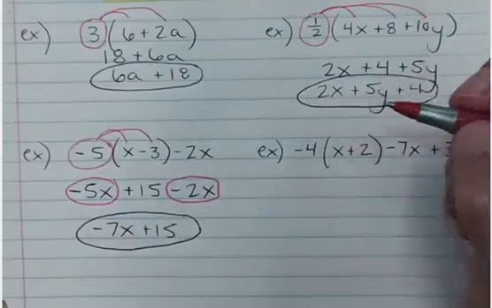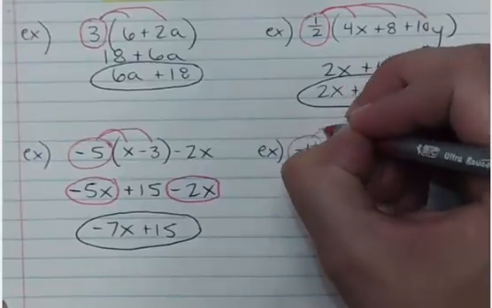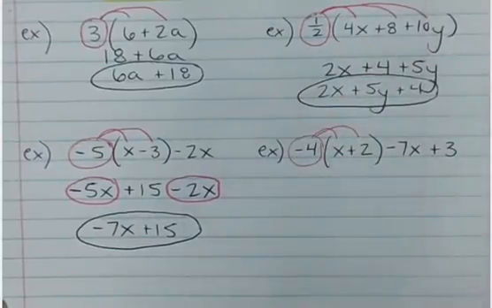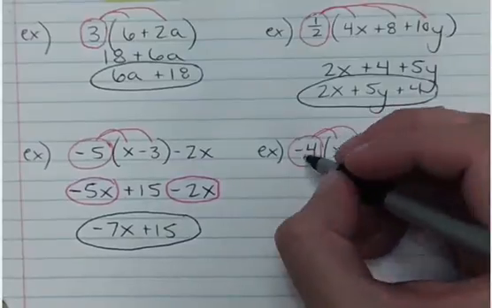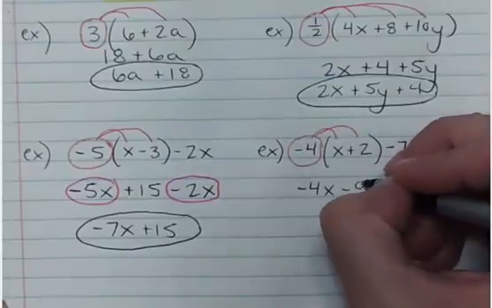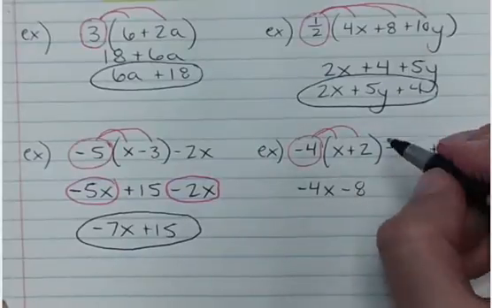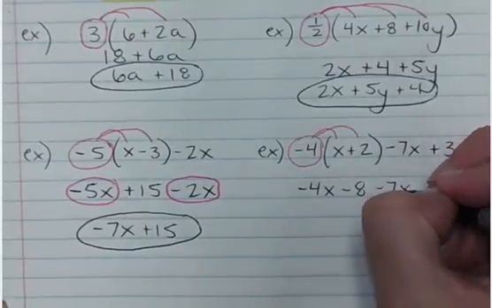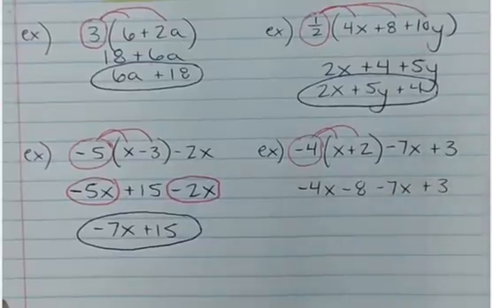As you're still working, the first step you should have done was distribute that -4 to get rid of those parentheses. So I should have -4 times x is -4x, -4 times 2 is -8, and then this -7x falls down, and this 3 falls down as well.